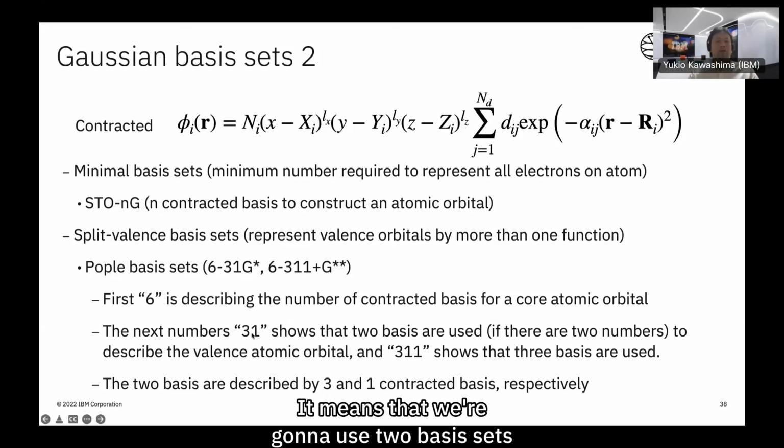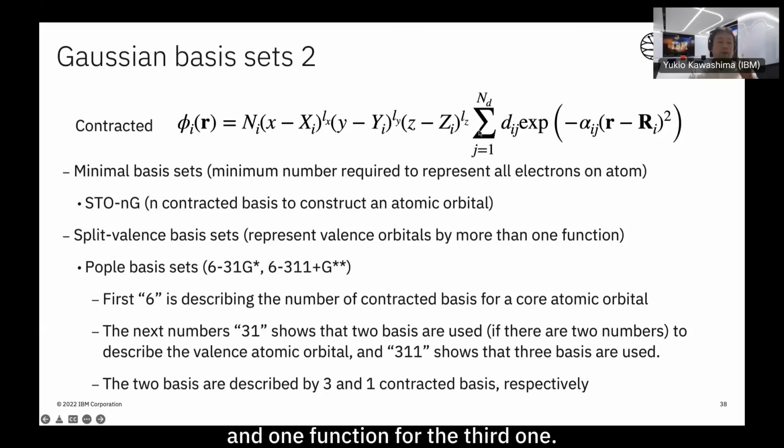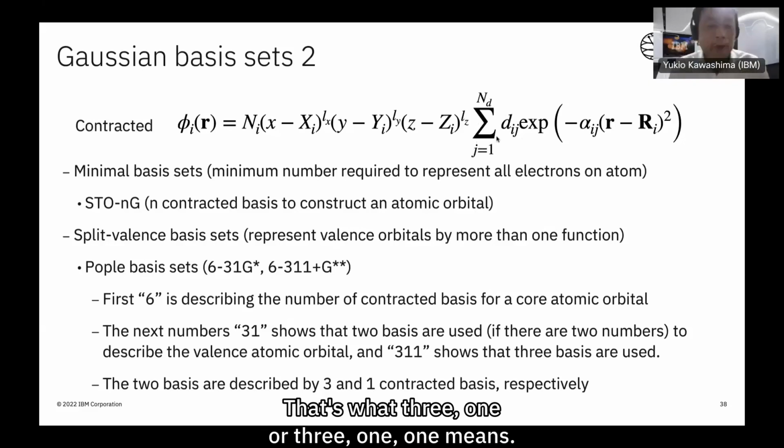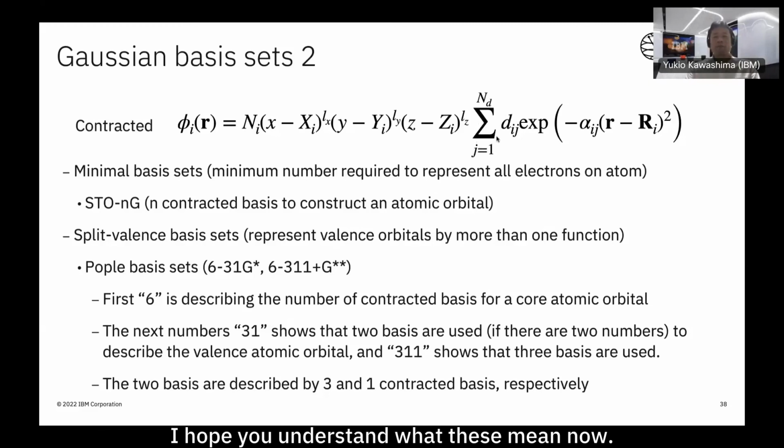But how about what actually 3 or 1 means? It means that we're going to use 2 bases as we mentioned, but we're going to use 3 of these for the first one and 1 of these for the second one. And for 311, that means we're going to use 3 of these contracted functions for the first one, 1 function for the second one, and 1 function for the third one. That's what 31 or 311 means. I hope you understand what these mean now.